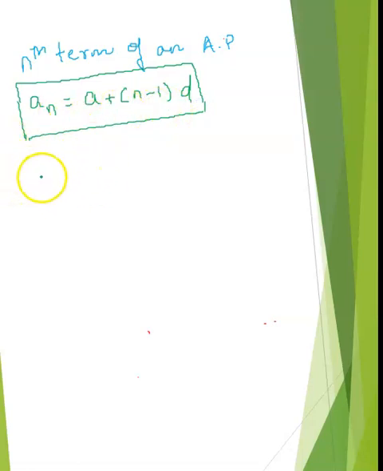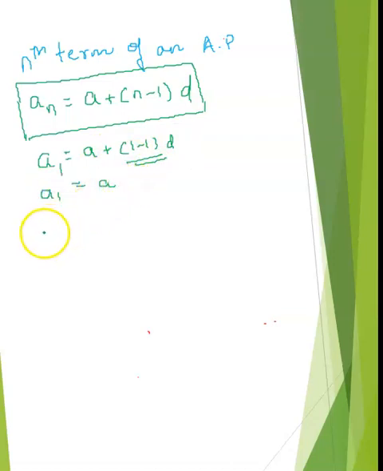So the nth term of an AP. Here a is the first term, as already explained in the previous explanation, and d is the common difference. If I have to find the first term, in place of n write 1. So a1 equals a plus 1 minus 1 into d. 1 minus 1 is 0, and anything multiplied by 0 gives 0. So the first term is a.